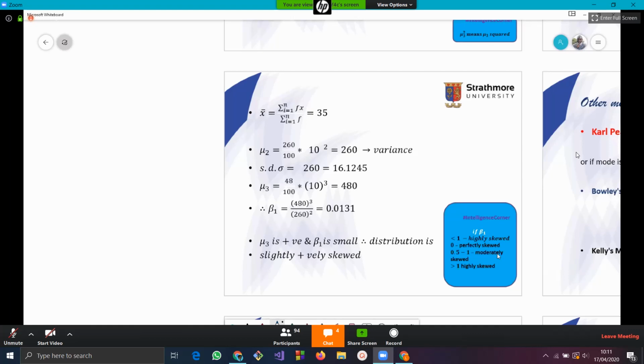Yeah, we found 0.01. If you find a value greater than 1, we say it is a very highly skewed value. It is a positive number, so we say the data set is positively skewed. So do we have any question right there on skewness?